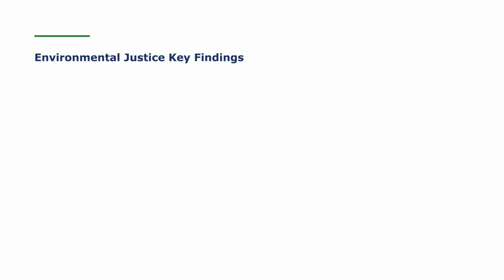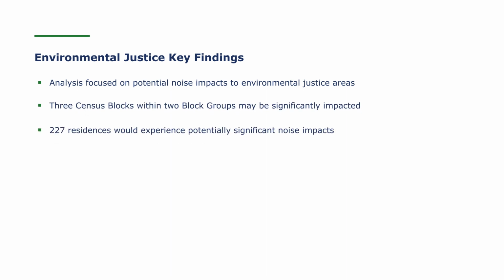In areas identified as those of environmental justice concern, the proposed action alternative would result in noise impacts exceeding the threshold of significance at 227 residences located within 9 census blocks that each lie within one of 2 block groups. The demographic characteristics of these individual blocks and block groups were compared with the characteristics of all blocks and block groups that would experience a potentially significant impact to assess disproportionate impact on EJ populations.